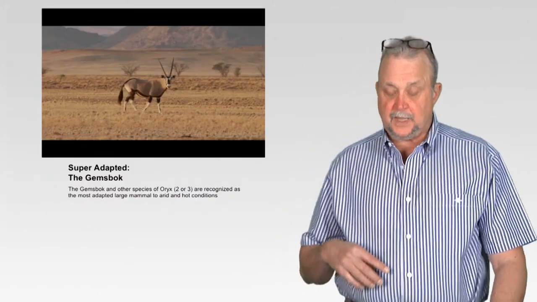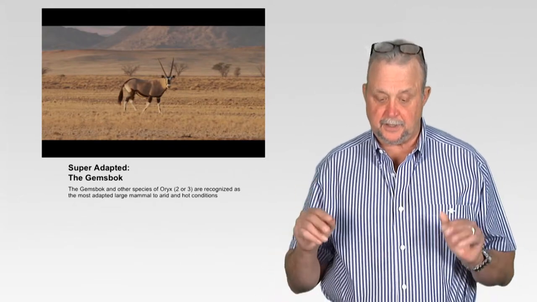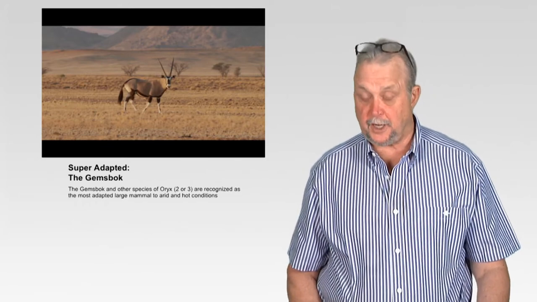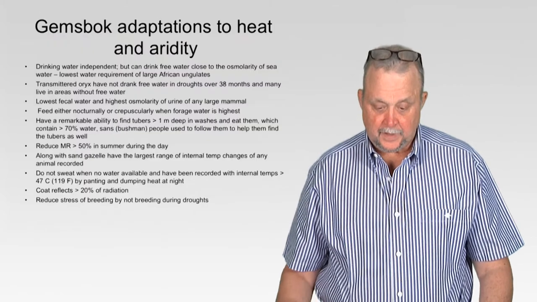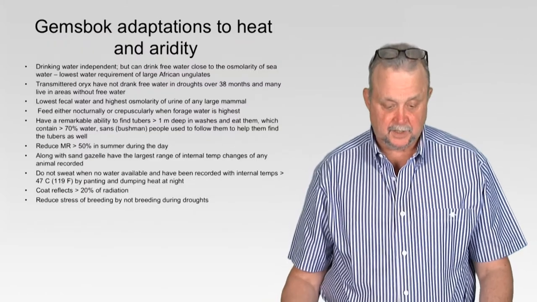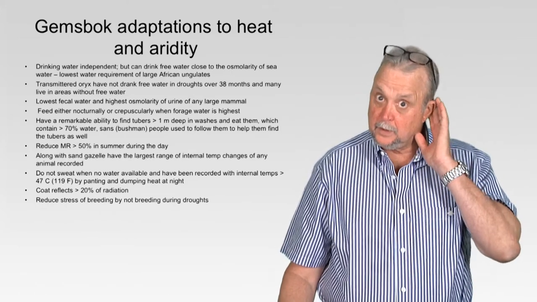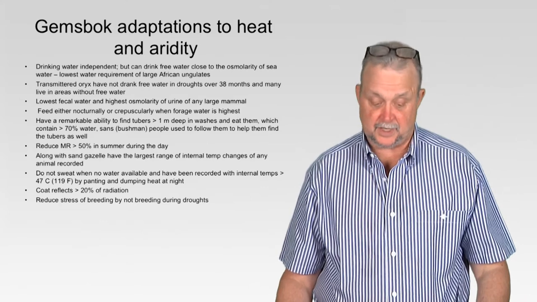So the Gemsbok, by many and myself included, along with a couple of other species, is considered the most adapted large animal to arid and hot conditions. And here's just a list. They're drinking water independent, but they can drink free water that's the same salt level as the ocean or even saltier and get rid of that salt.